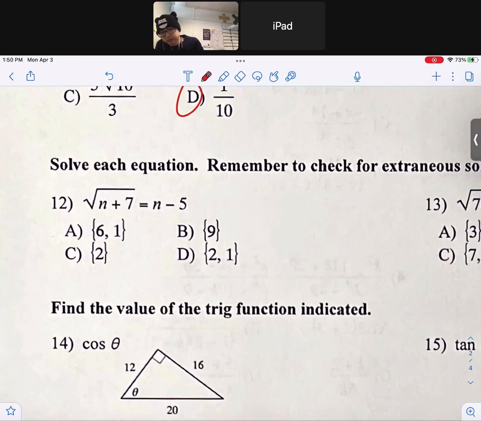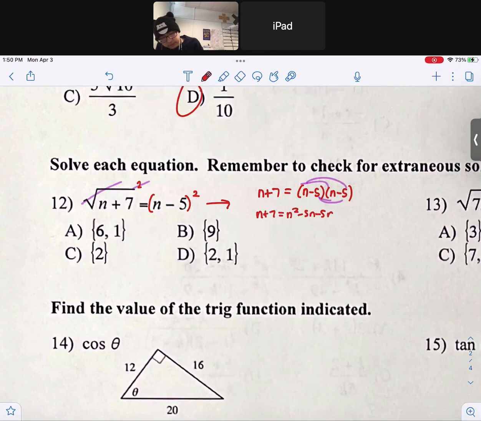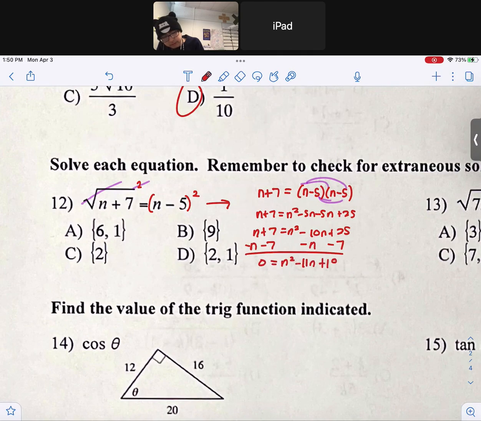Okay, so when you guys solve for radical equations, the first thing you gotta do is get rid of the square root by raising both sides to the second power. So n plus 7 equals, these cancel, right? n minus 5 squared, you guys, is n minus 5 times itself, right? Double distribution, n plus 7 equals n squared minus 10n plus 25. Combine like terms. And because we see a quadratic, we're going to set the whole equation equal to 0. So we're going to move all that over to the right-hand side, and we get this, right?